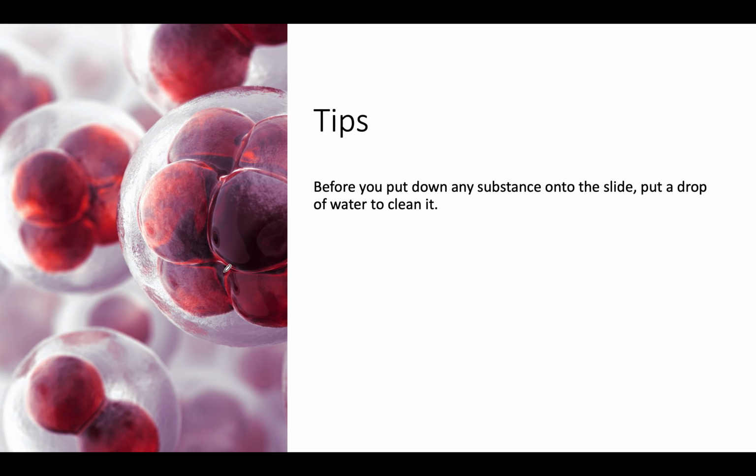So here are some tips you need to know when using a microscope. Before you put down any substance onto the slide, put a drop of water to clean it. This is important because you don't want any microorganisms interacting while you're looking through the eyepiece lens. Secondly, you need to use iodine to stain the tissue you cut out, just so you can see the cells better. You need a clear image of what's happening inside the cell, and you need it to be stained so you can see it more clearly.